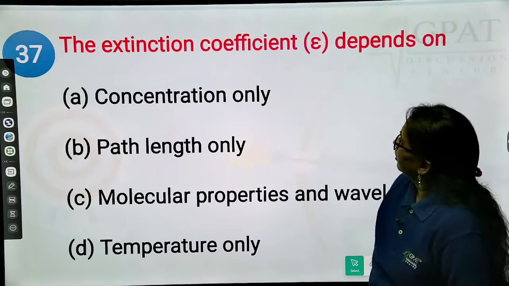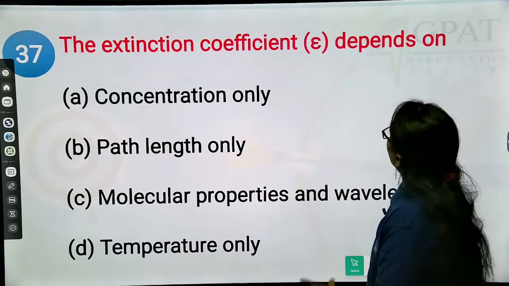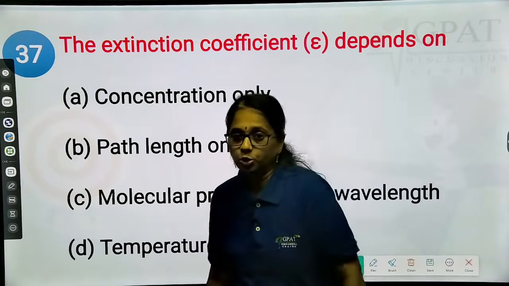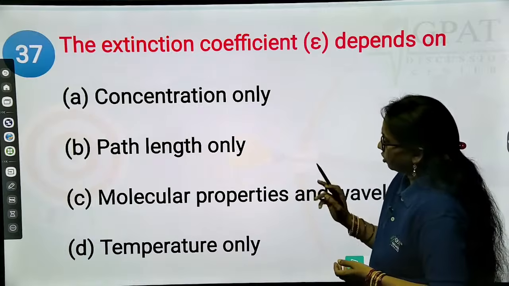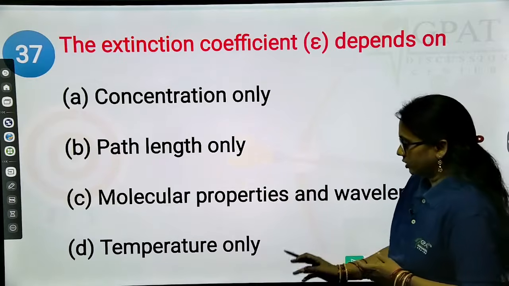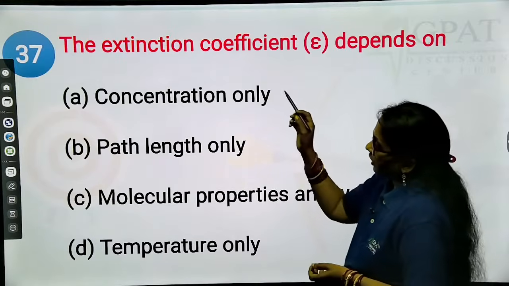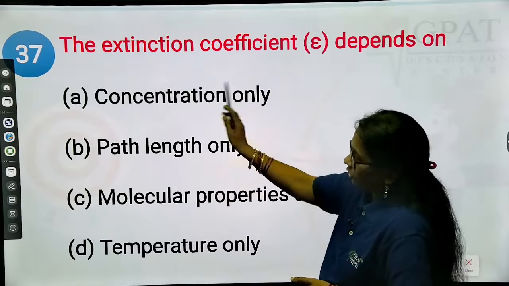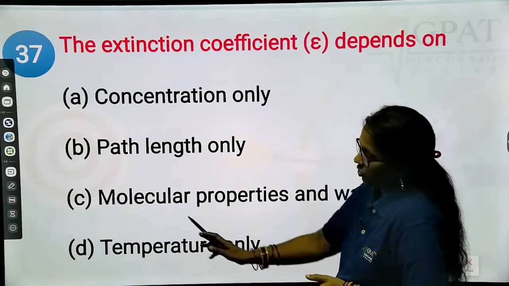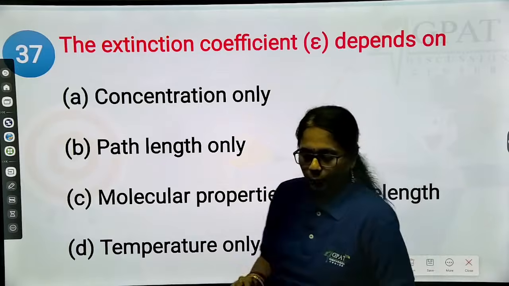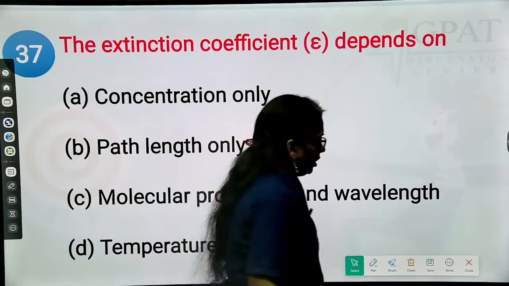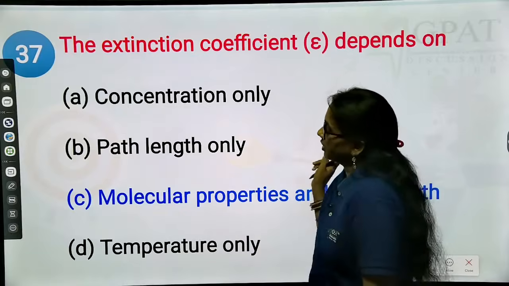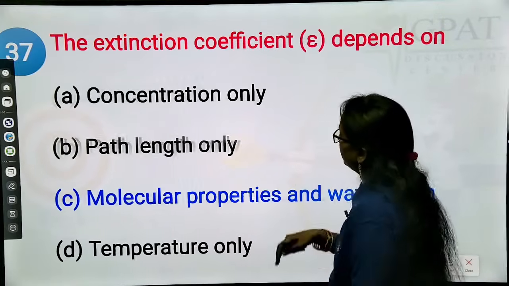Next, the extinction coefficient, the molar absorptivity value, depends on what? Concentration only, path length only, molecular properties and the wavelength, temperature only. So definitely it is not going to depend on concentration, path length and temperature. Only the molecular properties and the wavelength. Okay. So option C, it is going to be the right answer for the molar extinction coefficient.